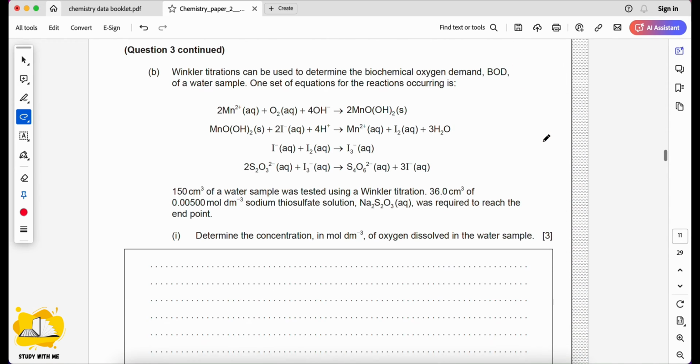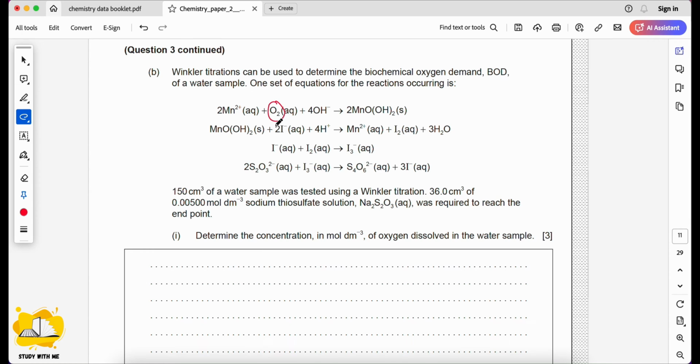Okay, next question is: Winkler titration can be used to determine the biochemical oxygen demand, BOD, of a water sample. One set of equations for the reaction occurring is below. Okay, so this is our target. The Winkler method is used to determine the concentration of dissolved oxygen in water.